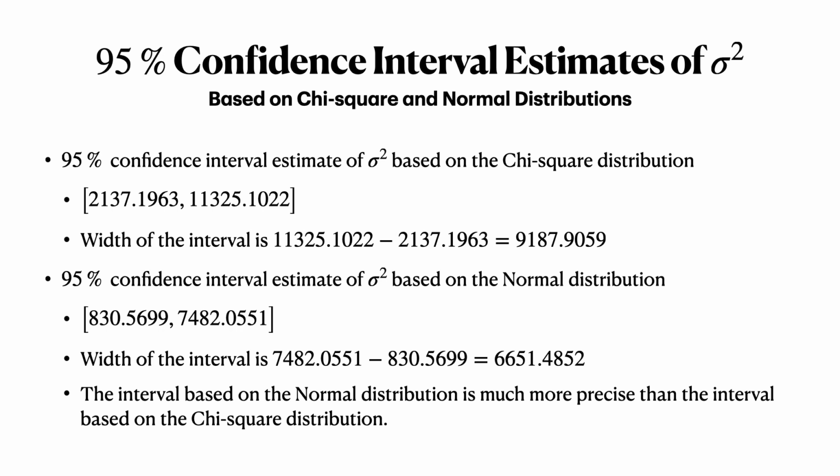Now we like our confidence intervals to be precise, and if we can choose between two or more confidence intervals, everything else being equal, we would like to choose the one that is the most precise. But the question here is, is everything else equal? In particular, are the true confidence levels of these two confidence intervals actually the same?